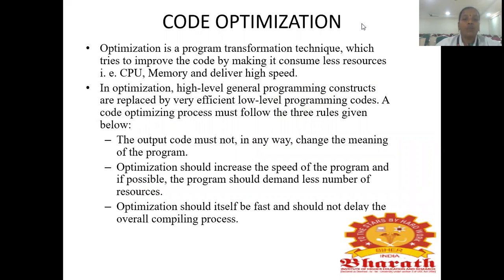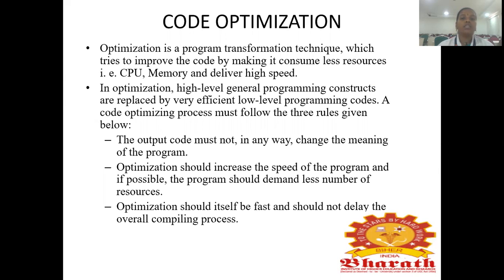Next is code optimization. So what is code optimization? Optimization is a program transformation technique which tries to improve the code by making it consume fewer resources, that is, minimizing the resources used, whether CPU, memory or registers, to deliver output at high speed. One of the major points of code optimization is to reduce unwanted space in your CPU or memory. These are memory related techniques.